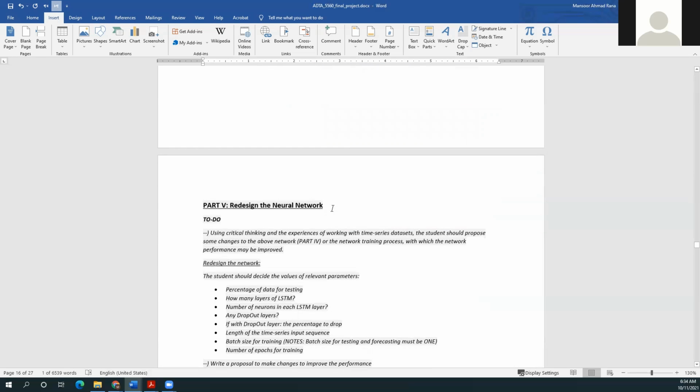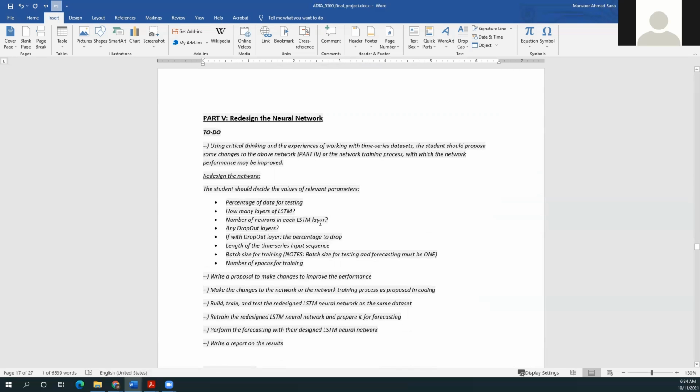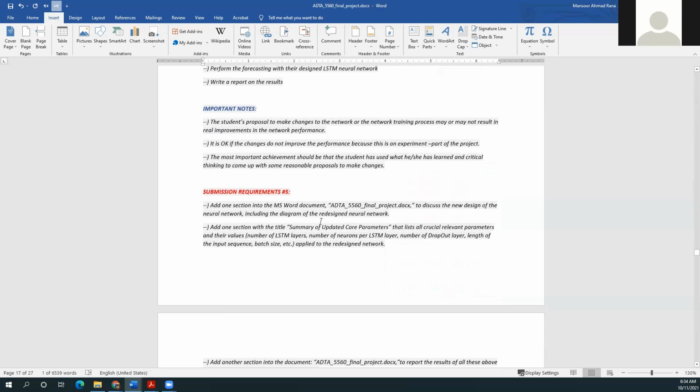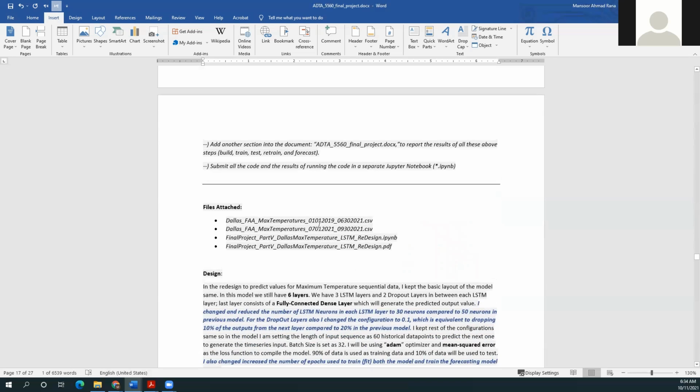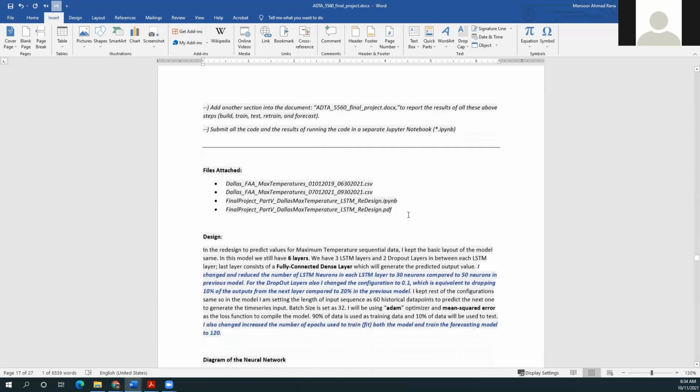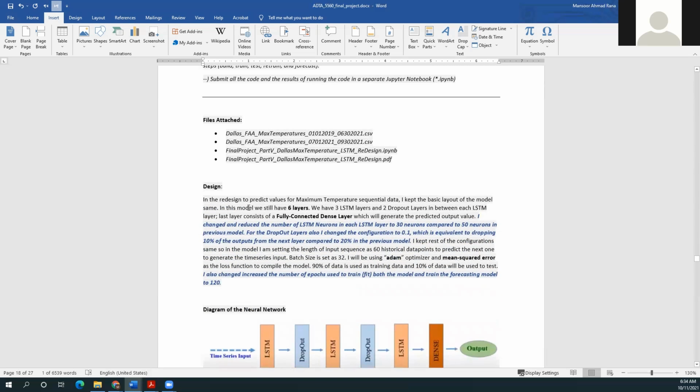So we were asked to redesign the neural network model to try to improve the performance. So again, we will use the same two files, and also I have the Python notebook and the PDF attached in the project files. And in the redesign, what I'm trying to do is improve it.